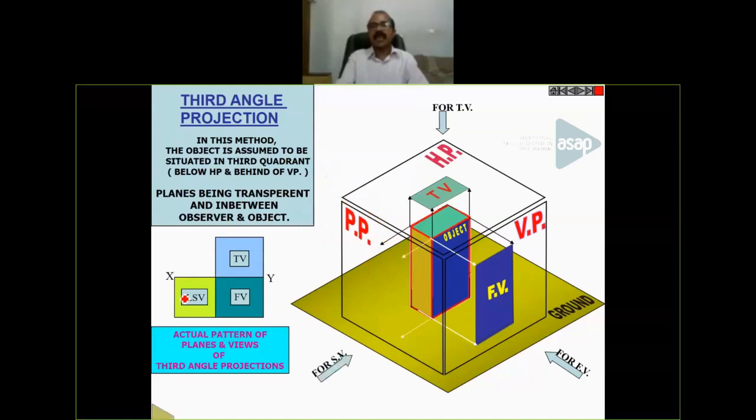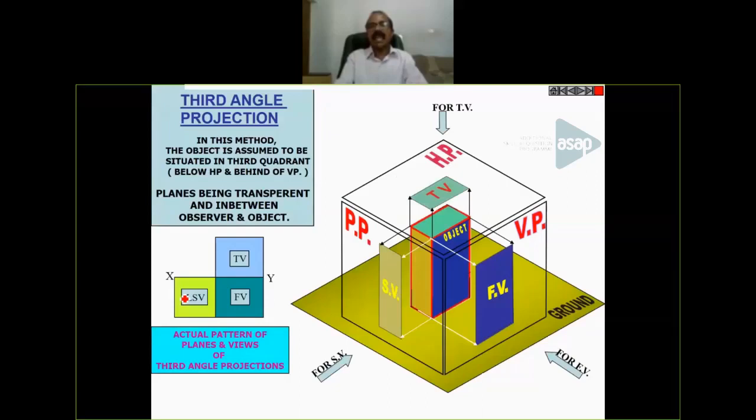But considering the profile plane, the side view of this object we can also plot in this fashion, but the direction of rotation will be along the vertical plane. See here, this represents the top view, and this represents the front view, and the side view you can rotate in this fashion. So that's the side of your elevation. You can see the side view. So that's the difference between the first angle projection method and the third angle projection method.